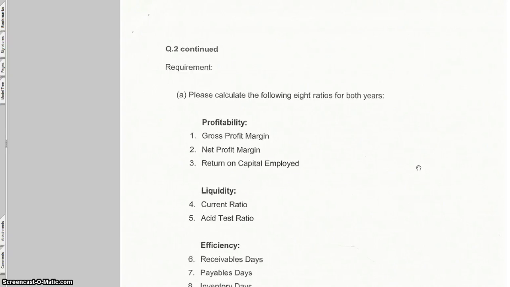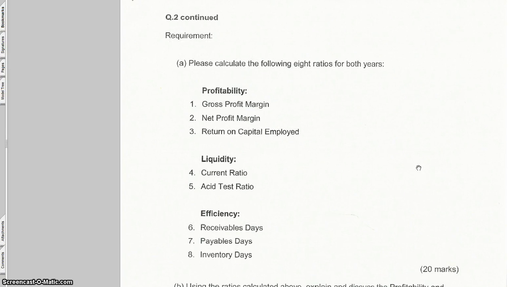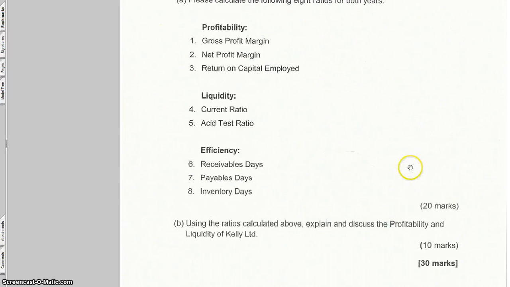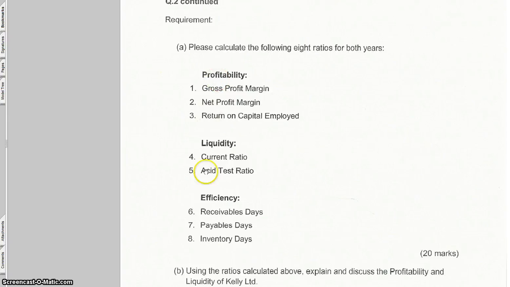So you're going to be asked to calculate ratios, and these are the 8 ratios you need to know. There are also marks going for discussion, but this screencast is just looking at the calculation of them, remembering them and calculating them. A lot of them are pretty okay to remember, and we're going to look at the most straightforward ones first.